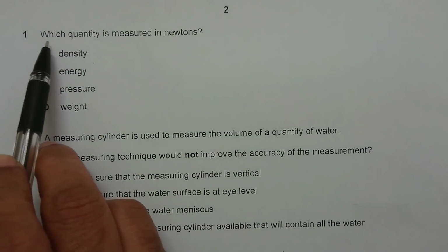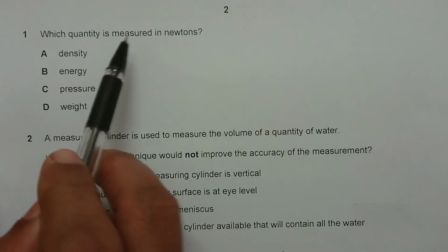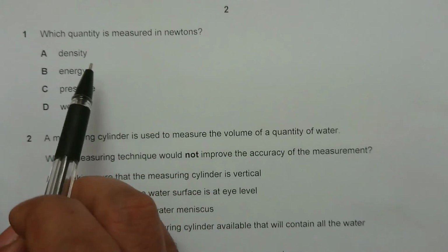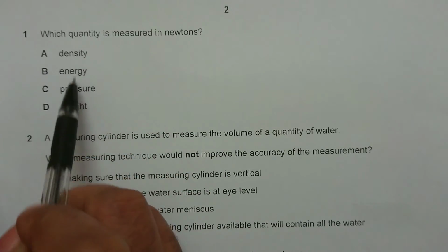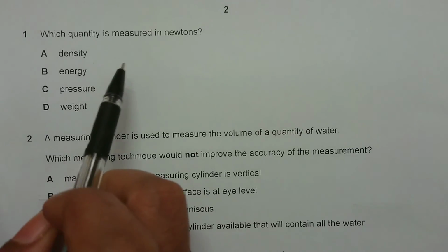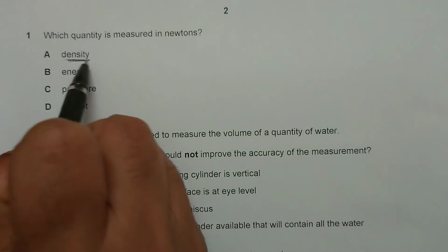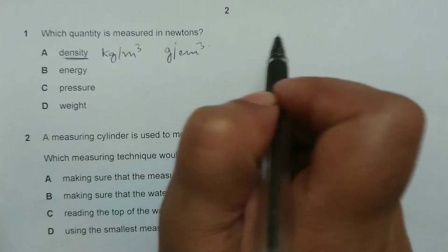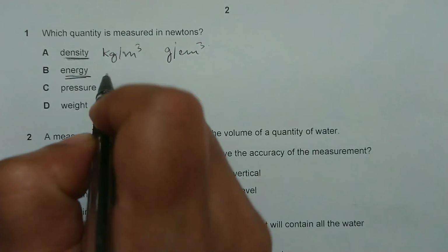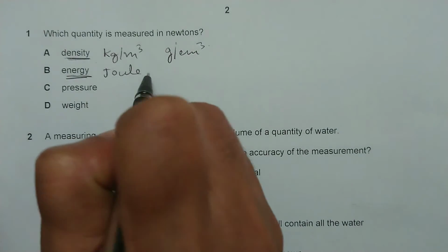First question, which quantity is measured in newtons? You have to say among the four, which one's SI unit is newtons. So the first one, density, is it Newton? No, density is either kg per meter cube or we will use gram per cm cube, correct? It is not Newton. What about energy? It is in joules, correct?